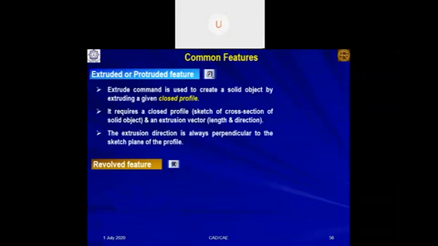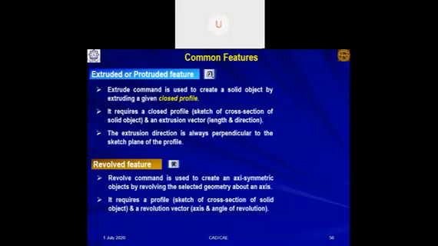So I would like to skip it. It is basically related to your software. I think all of you know that particular software, how to create the solid object by using feature operations like extrude, because you know the extrude command is used to create a solid object by extruding a given closed profile. It requires a closed profile, that means a sketch of the cross section of the object, and the extrusion vector you have to specify. The extrusion direction is always perpendicular to the sketch plane, and this is the main point in the extrude feature operation.